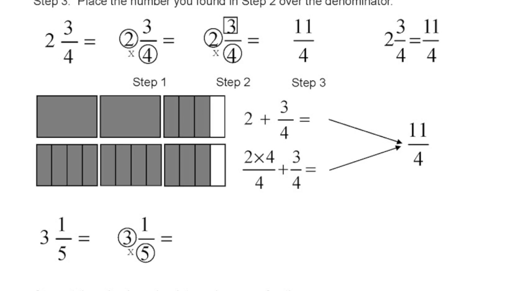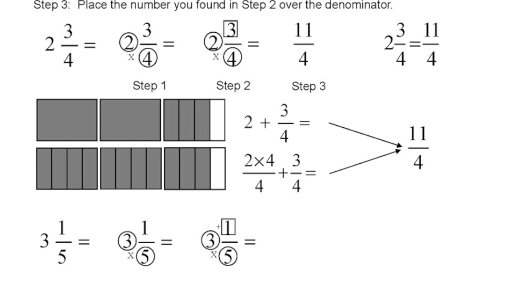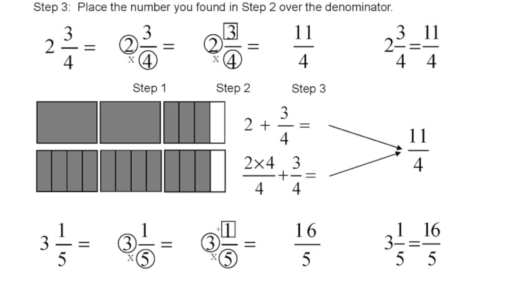Going on down, let's go ahead and show how 3 1/5 converts. So if I have 3 1/5, I'm going to multiply 5 times 3 and get 15. Then I'm going to add the 1 and get 16. So my improper fraction is going to be 16/5. So 3 1/5 is equal to 16/5.